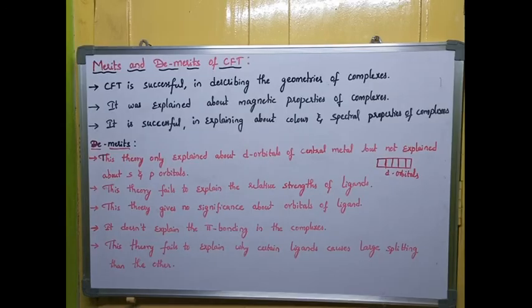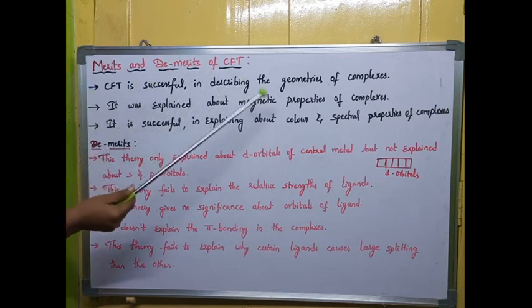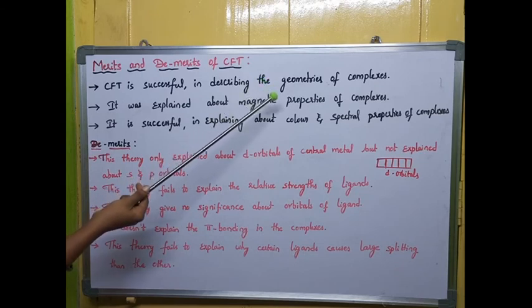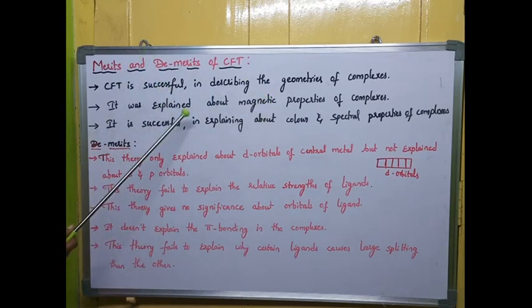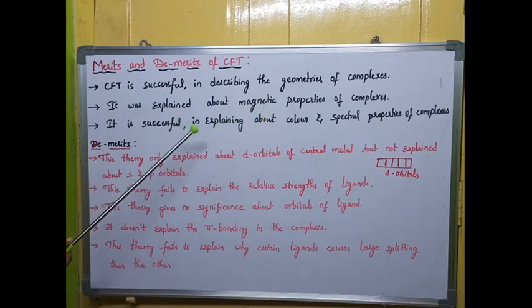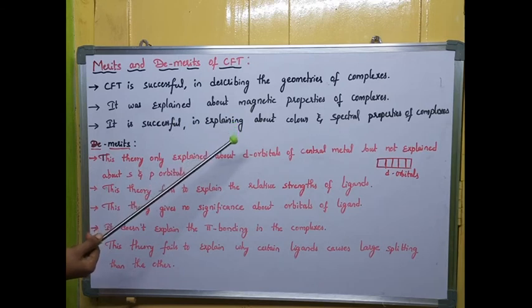Coming to the merits and demerits of crystal field theory. Merits indicate the advantages and demerits are the disadvantages or drawbacks of the theory. Already we have seen this theory explains the geometry of the complexes. Geometry indicates the shape or structure of the complex. Mainly it explained clearly octahedral, tetrahedral, square planar complexes. This theory also explains clearly the magnetic properties of the complexes, and it is also successful in explaining the color and spectral properties of different complexes. Already we have seen the explanation of all these properties.